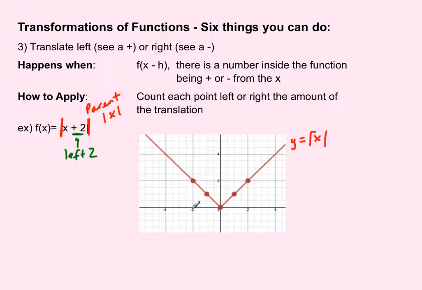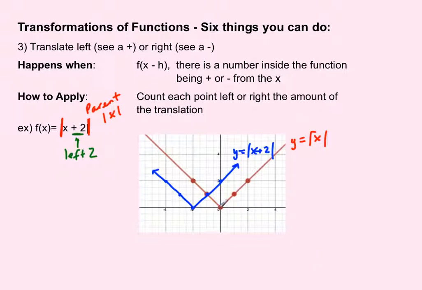So left 2 would put me here. Left 2 would put me here. Left 2 would put me here. I'm literally just counting each of them. Left 2. Left 2. It's still going to be V-shaped because it's still in the absolute value family. Now it just needs to connect to these points. So this is y equals the absolute value of x plus 2. The absolute value graph moved left 2.